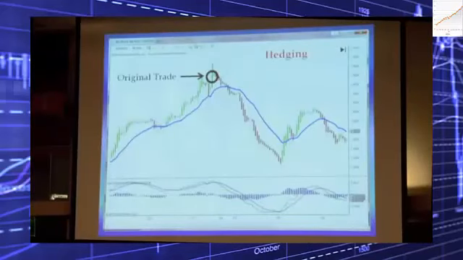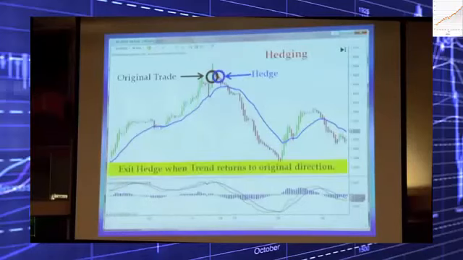All right. This is my original trade. Obviously, I got in at the wrong time, at the top of the move. Market turns. What do I do? And we're looking at, you see this? This is a 60-minute chart. So this is my trend chart.